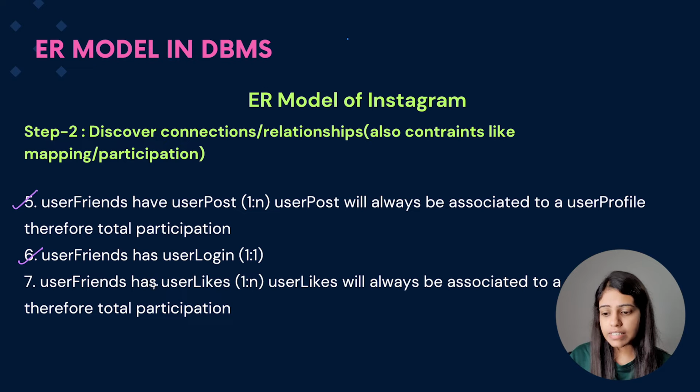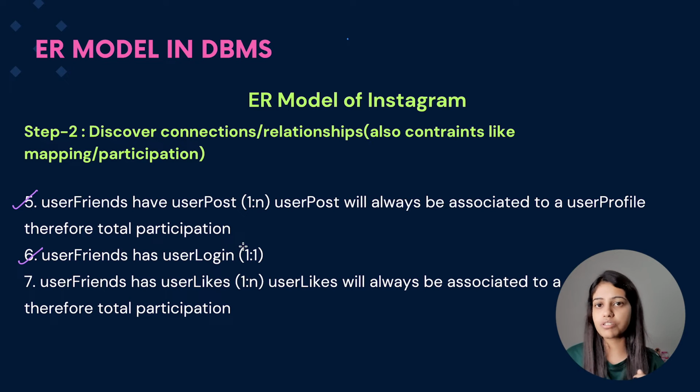Now the sixth is user friends has user login. A user friend can also have a user login. Again, it would be in a one-to-one manner, because one user friend can have one user login, and another user friend would have another user login. So it is a one-to-one fashion.